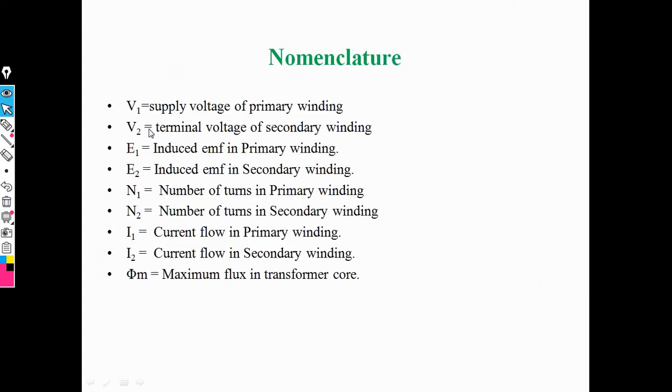Then the next point is the EMF equation of a transformer. It is a very important point, and for it we need the nomenclature, that is, we need each and every symbol. It is very important. The first symbol is V1, that is the supply voltage for the primary winding. Now we will draw one diagram here.